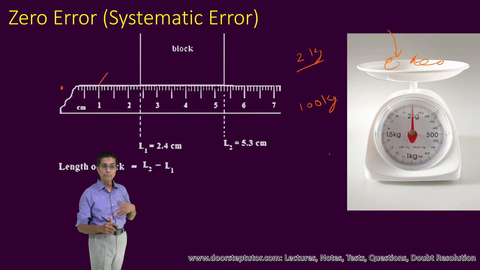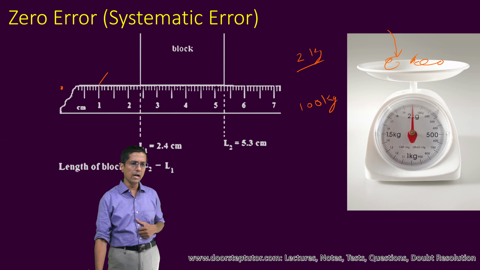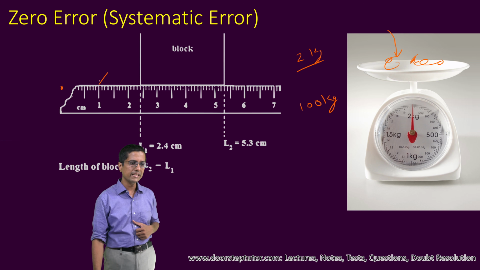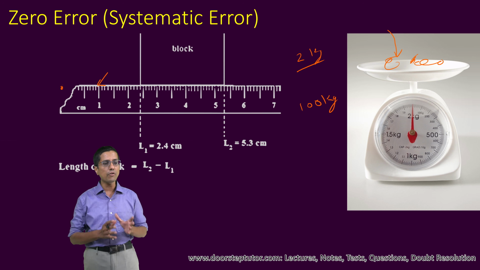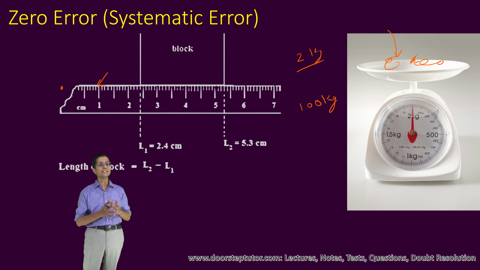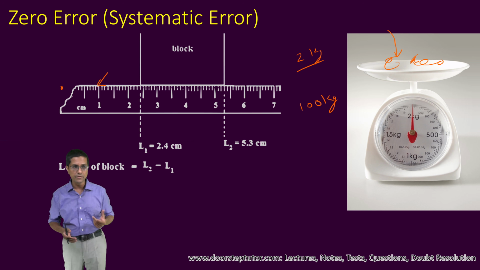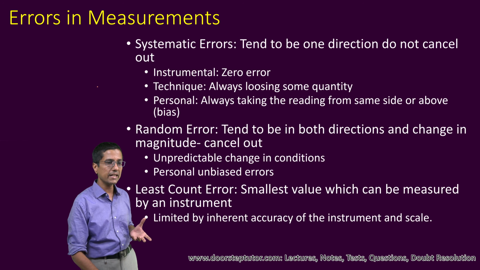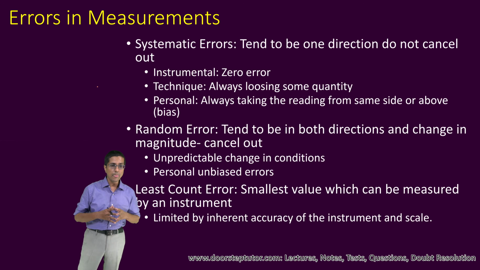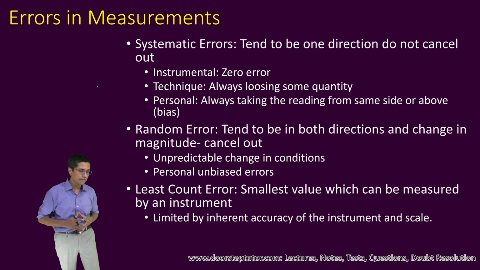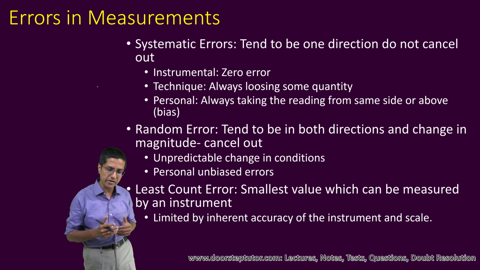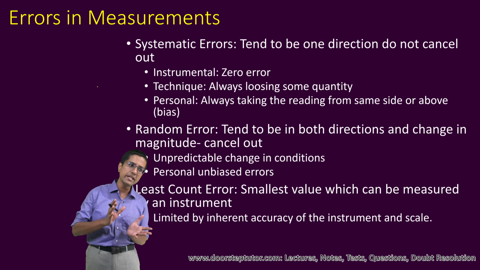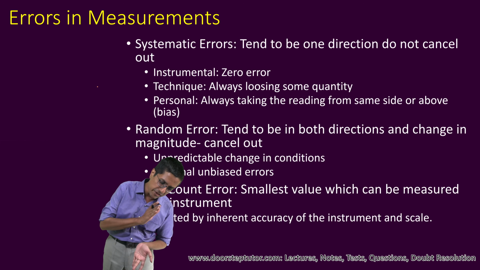If, instead of measuring from 0 centimeter, in the scale I am measuring from 1 centimeter, then from my reading I have to subtract 1 to get the real length of whatever I am trying to measure. So zero error is a very good example of a systematic error. Another example of systematic error is when a person is taking the reading. For example, when you are reading the scale, then you always lean on one side. You always lean on one side and then read the scale.